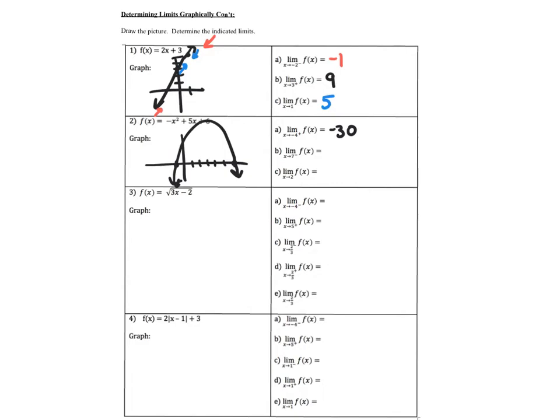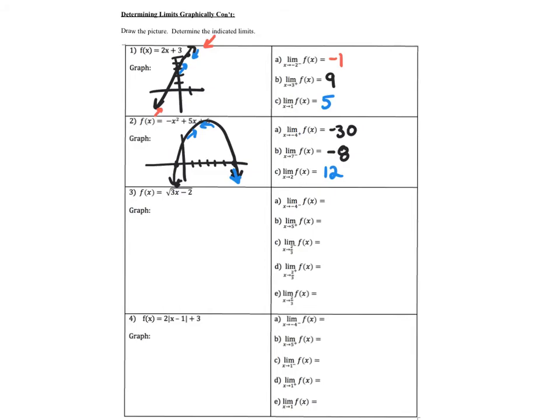Same thing with part B. The limit as x approaches 7 from the left would be down here. And we get that the limit as x approaches 7 from the left of f of x is -8. And then if we look at the limit as x approaches 2 from the left and from the right, we get a value of 12.